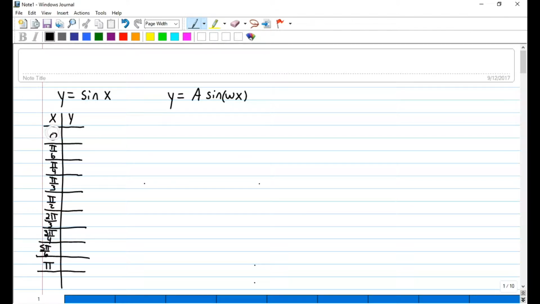Alright, so the sine of 0 is what? 0. The sine of pi over 6 is 1/2. The sine of pi over 4 is the square root of 2 over 2. The sine of pi over 3 is square root of 3 over 2. What about the sine of pi over 2?